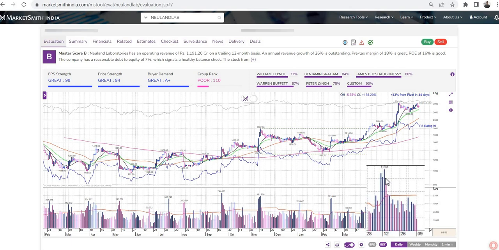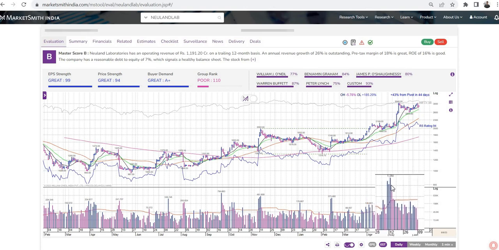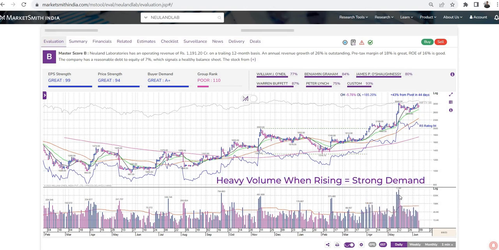Now, heavy volume when a stock is rising is a bullish or positive sign. It's good to see strong volume when a stock is rising because that means demand is strong. But heavy volume when a stock is falling is a bearish or negative sign, and maybe reason enough for you to sell your position. Price and volume are the two most important areas to look at on a chart, whether you are buying or selling.